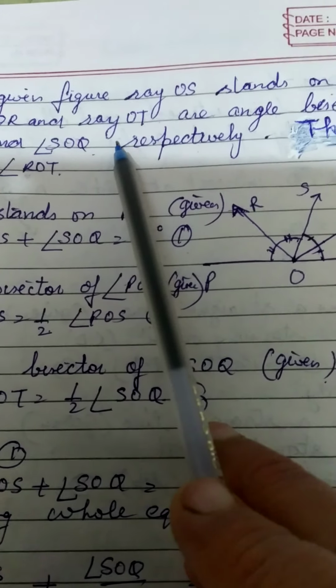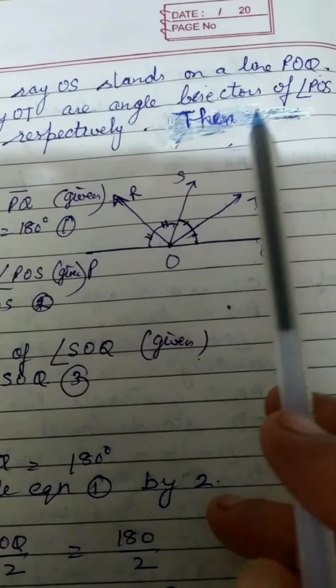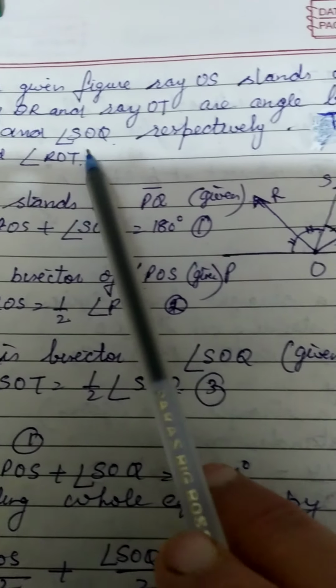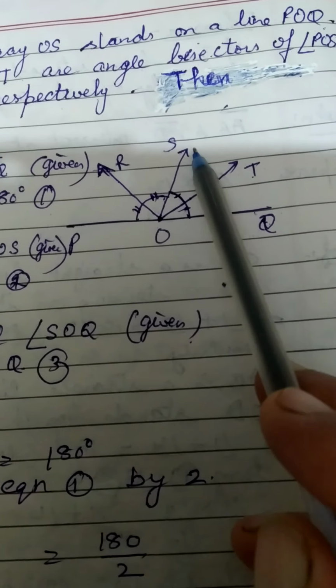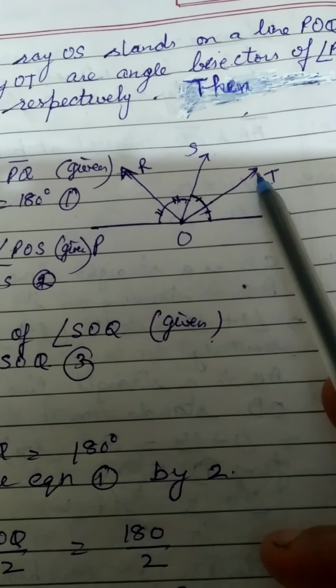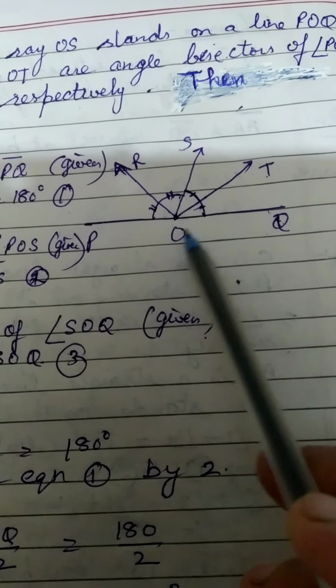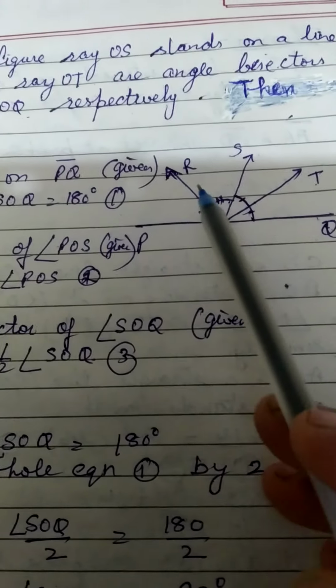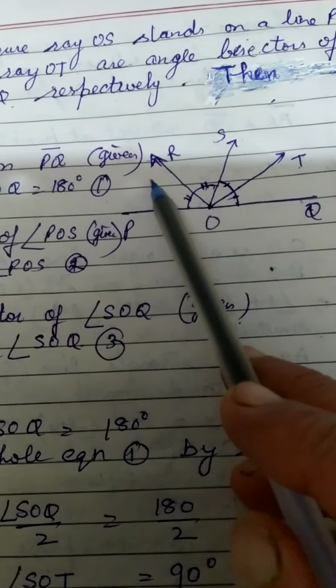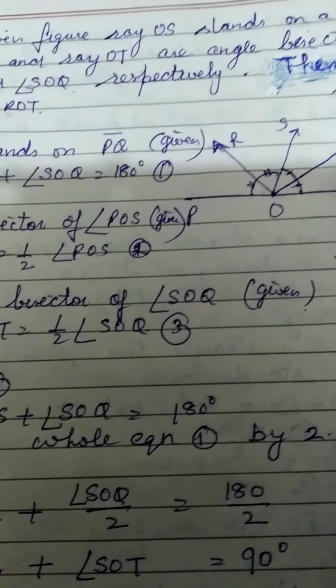Ray OR and ray OT are angle bisectors of angle POS and SOQ. Ray OR is the angle bisector of angle POS. Ray OT is the angle bisector of angle SOQ. Then find angle ROT. We are to find the value of angle ROT.